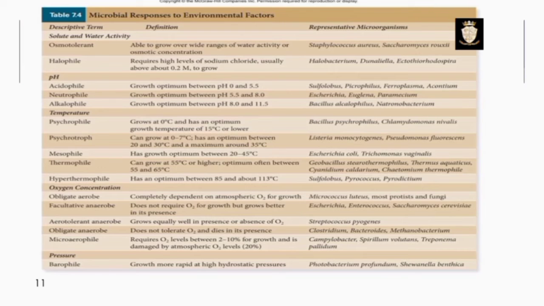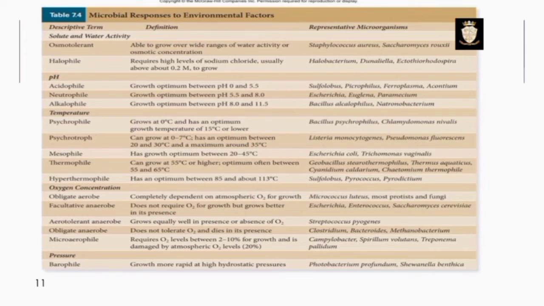The other one is psychrotrophs, which means can grow at 0 to 7 degrees Celsius, that is, has an optimum between 20 and 30 degrees Celsius and a maximum around 35 degrees Celsius. Example, Pseudomonas fluorescens. The other term is mesophile, has a growth optimum between 20 to 45 degrees Celsius. Example, Escherichia coli.